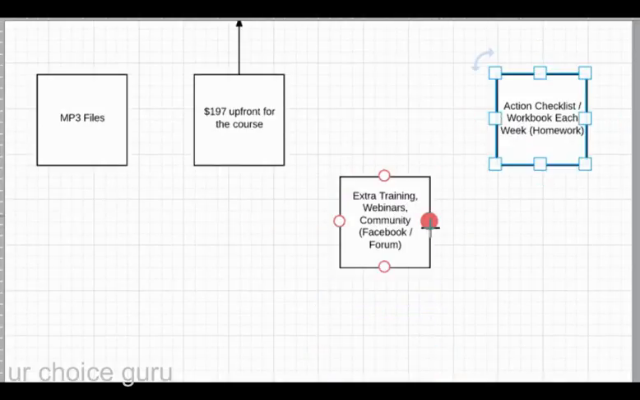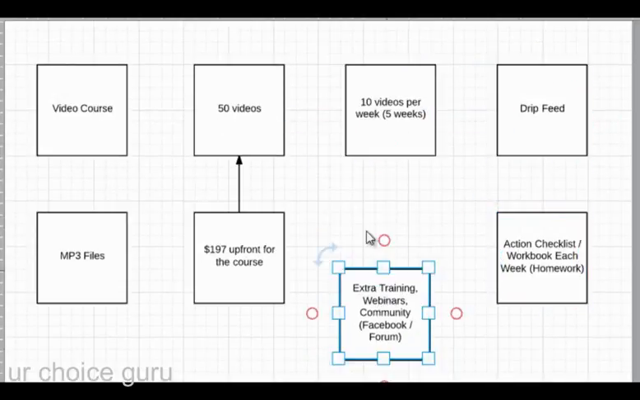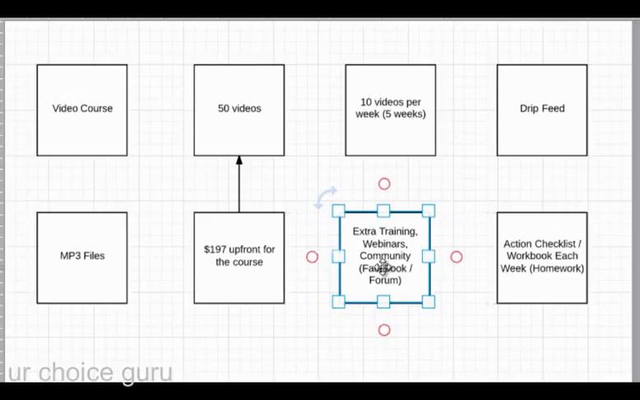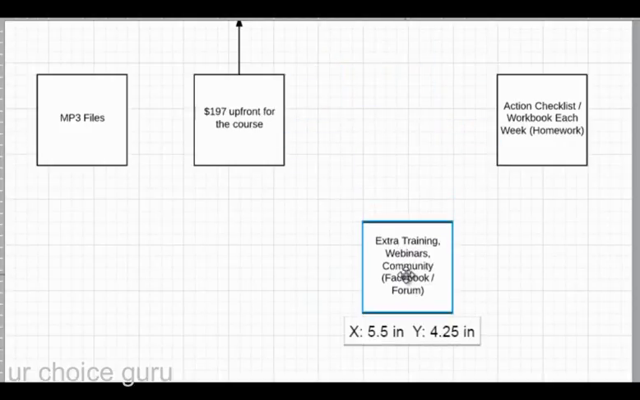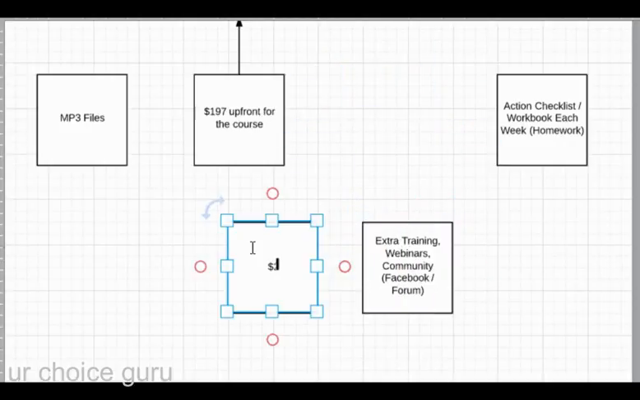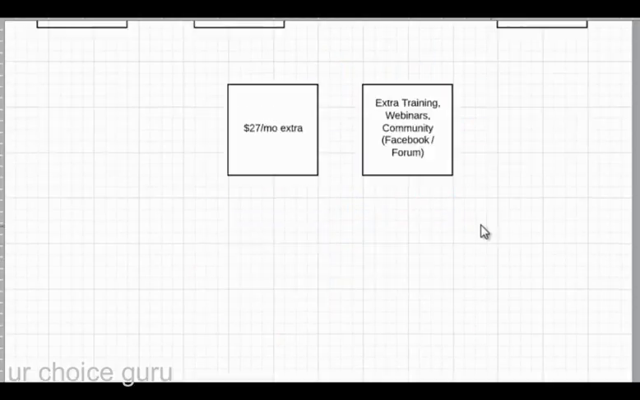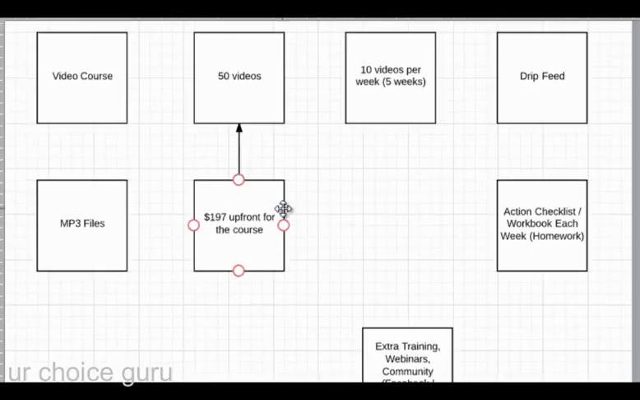The forums are a little bit more difficult because you have more information. But all right, so as you can see here, let's just do $197, and then let's do $27 per month. So we're going to tack that on. So essentially what is happening here is we have a $197 upfront course.